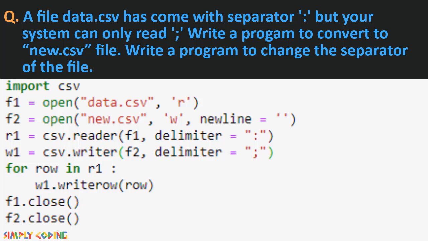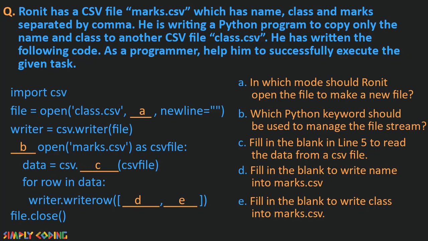Let's practice it with a different kind of question. In these kinds of questions, the program would be given to you and you have to just fill in the blanks. Like, Ronit has a CSV file marks.csv which has name, class and marks separated by comma. He is writing a Python program to copy only the name and class to another CSV file class.csv. He has written the following code. As a programmer, help him to successfully execute the task.